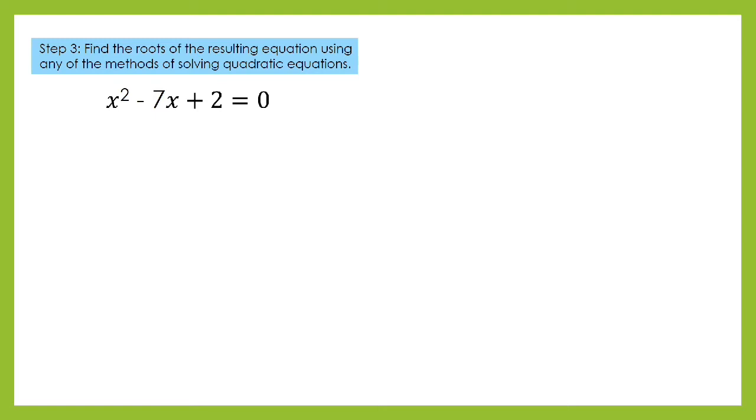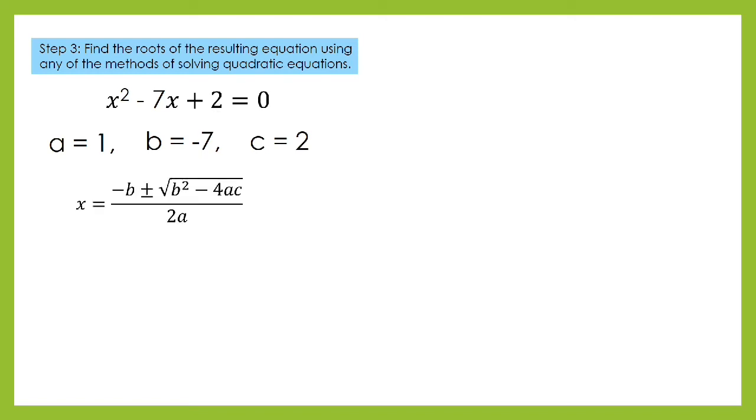Hindi rin natin pwedeng gamitin ang extracting square root. Ang pwede na lang gamitin ay completing the square o kaya ay quadratic formula. Let's use quadratic formula. Let's find the values of a, b, and c. Ang value ng a natin ay 1. Ang value ng b ay negative 7 at ang value ng c ay 2.